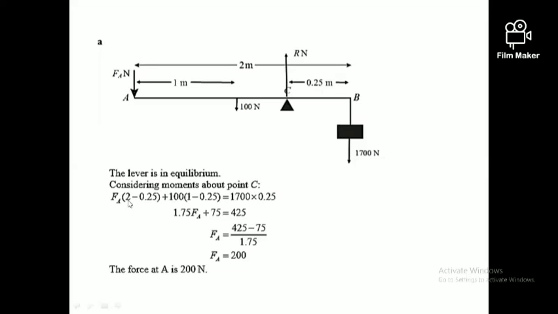If you simplify, 2 minus 0.25 is 1.75 Fa. 100 into 1 minus 0.25: 0.75 into 100 is 75. 1700 into 0.25 is 425. If you subtract 75 and divide by 1.75, you will obtain the answer Fa as 200 newtons. Right.